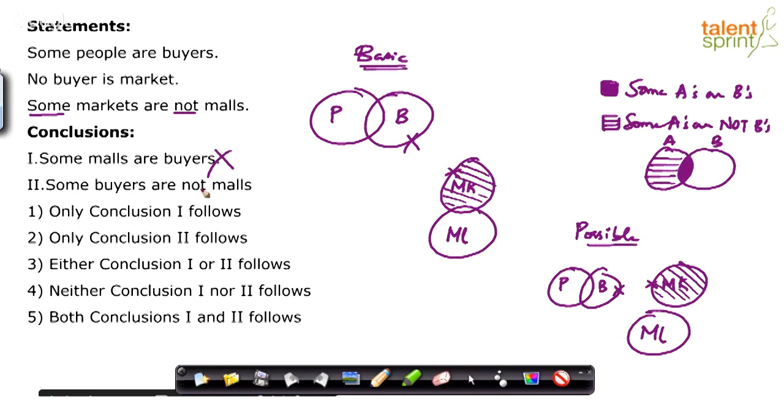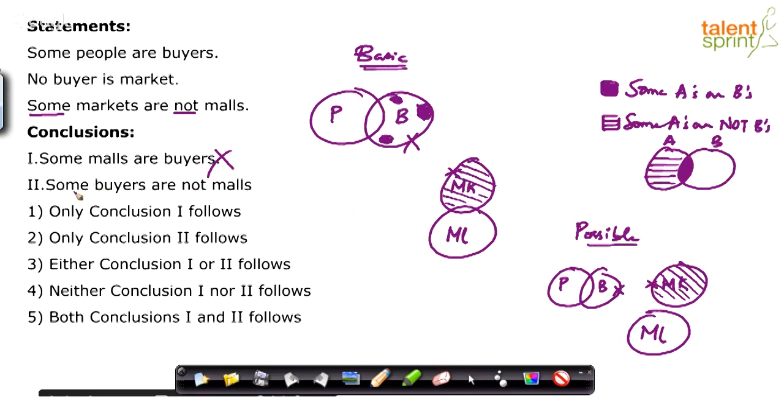Some buyers are not malls. Now, if you look at the basic diagram, "some buyers are not malls" is actually correct. I can say all these buyers are not malls. Are you able to follow? The conclusion says some buyers are not malls. We can choose these buyers. I can say this section of buyers is not malls.